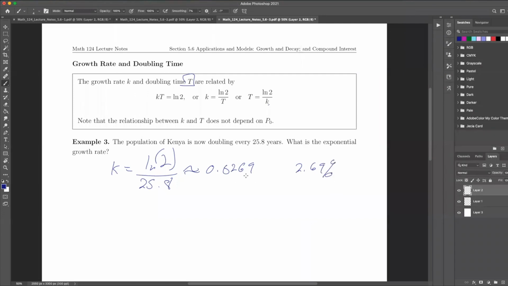And that's it. And you'll see one of your homework problems will say, here's the doubling rate, what's the constant, or here's the constant, what's the doubling rate? And you just use these formulas. Okay, so that's the end of this one.